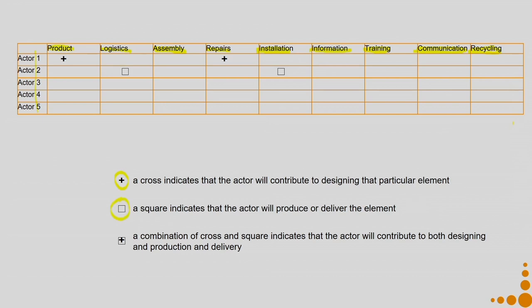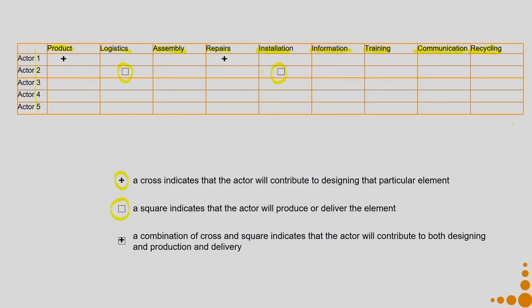Next is your square. A square indicates that the actor will produce or deliver that element. So, when against actor 2 you put logistics and a box, it implies that actor 2 will produce or deliver the logistics. In case of logistics, you are not producing logistics, but you are delivering logistics. So, actor 2 is responsible for delivering the logistics and is also responsible for installation. First they will deliver the product and then they will also install it. This particular map helps you to tell this. What this whole exercise helps you in checking is whether there is consistency.